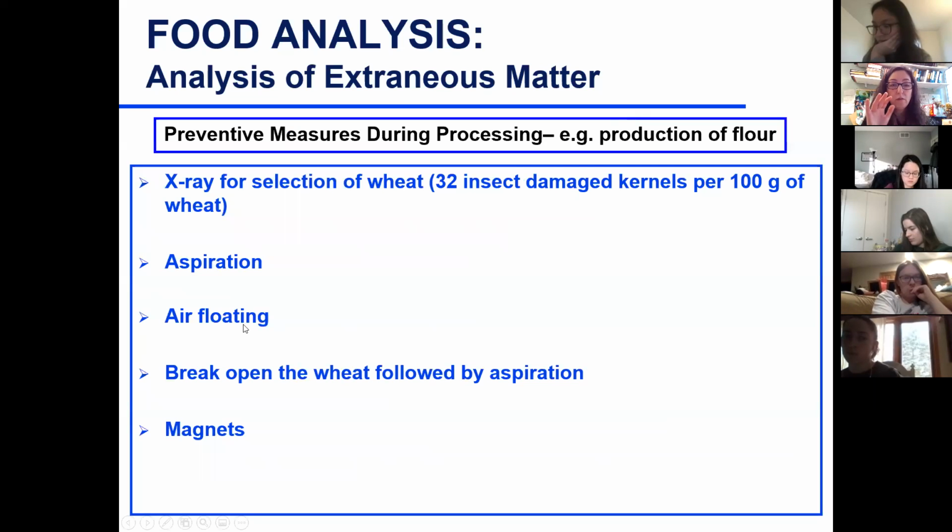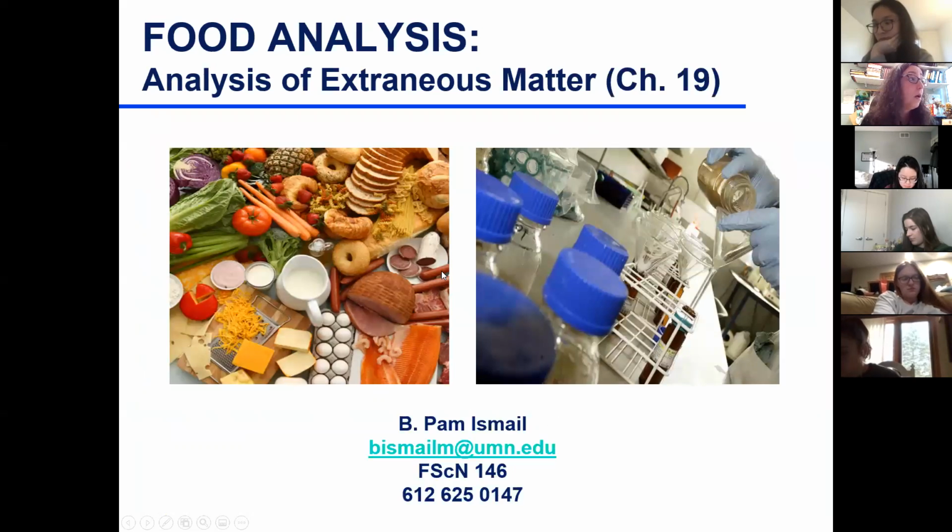Air flotation, so if you have light grain, and you put it on a belt, and the belt is porous, you have air from underneath the belt, the grains will float, and what remains on the belt is dirt, so heavy filth basically, and excreta. So they would remain on the belt, and you can separate them that way. You can break the kernel followed by air blowing to remove any insect parts, and use magnets to remove any metal contamination. So that's all for lecture material.